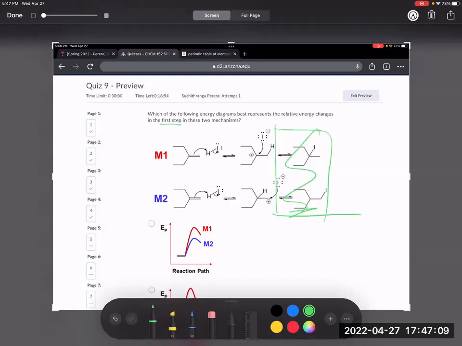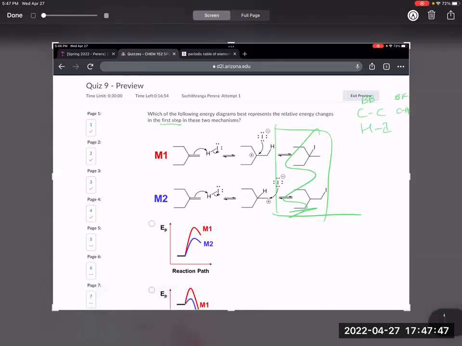It's not relevant. So the idea is in the first step, in both cases, M1 and M2, we are breaking carbon-carbon and HI, and what is formed is the CH bond. So we are forming only one bond and breaking two bonds. Therefore, we need to spend more energy to break the bonds than the energy released. Therefore, there will be a net energy absorption, so this is going to be an endothermic step. The first step will be endothermic.